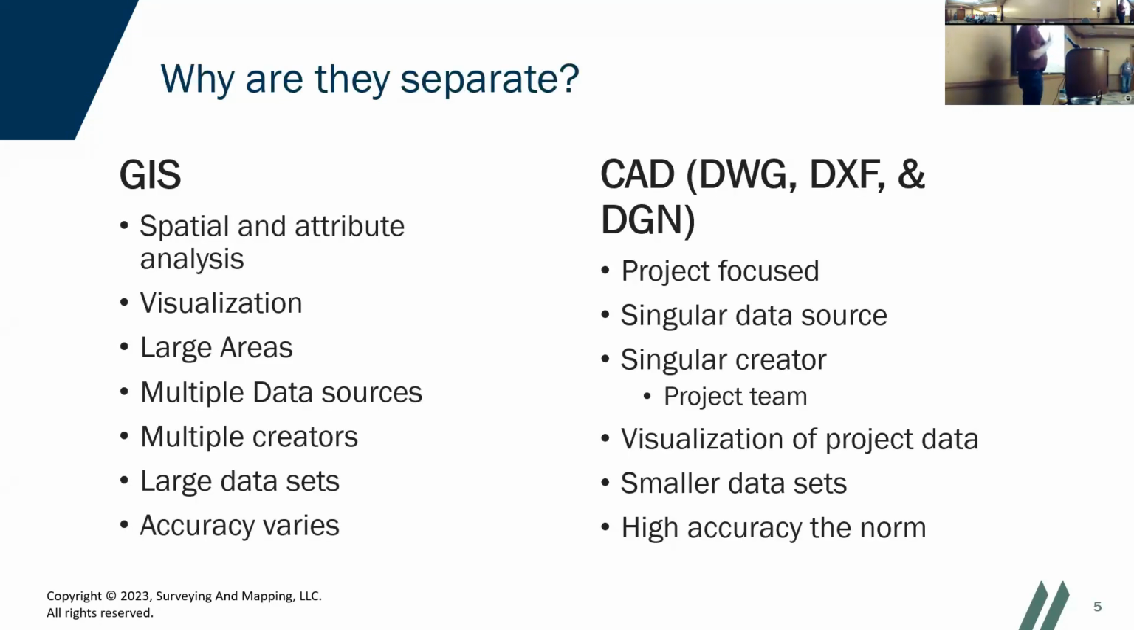So why are they separate? Why doesn't the engineering survey community use geodatabases and shapefiles like we do? And why don't we just use DWG files or DGN files? Well, they're designed for two very different things, right? In the GIS community, we're looking at large areas. We're looking at cities, counties, states, regions. We're interested in knowing the relationship between the parcels and the sewer system and the water system and the zoning and the census and so forth and so on.